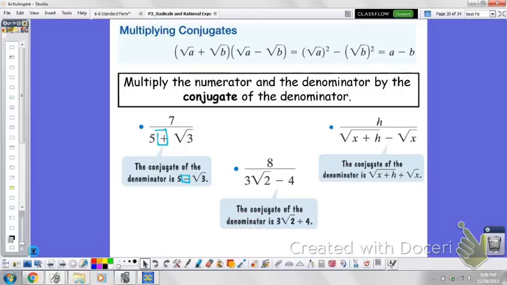So whenever you have the sum of a square root in the bottom of a fraction, you multiply by the conjugate. And then we have a couple more examples that you can take a look at of what multiplying by the conjugate will look like.